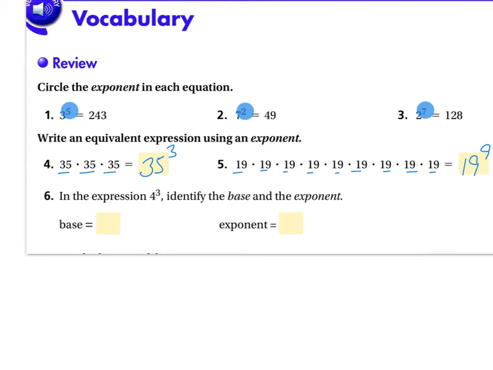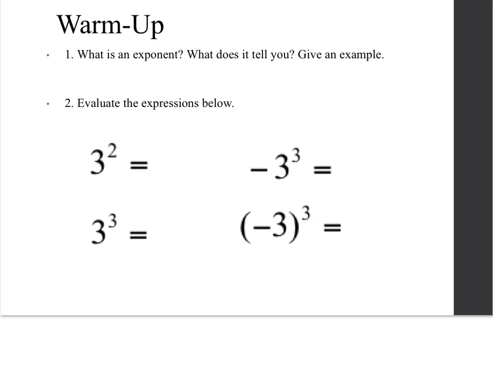In the expression 4 raised to the third, the base is the number 4. That's the item being multiplied, where the exponent is the number 3. So what exactly is an exponent? What does it tell us? Well, an exponent tells us how many times we're going to multiply the base. So we can take any base, for example, x, and raise it to any exponent, for example, 4. That tells us that x is being multiplied 4 times.